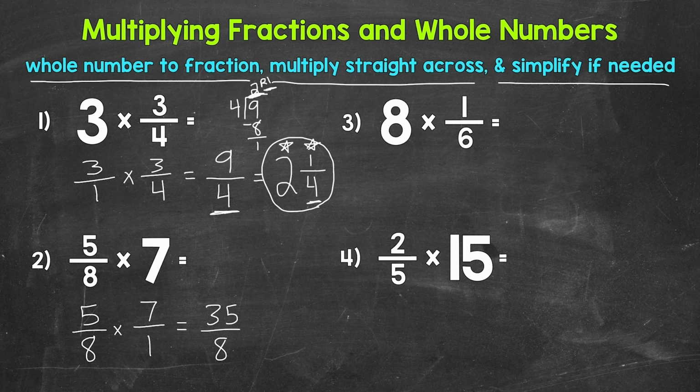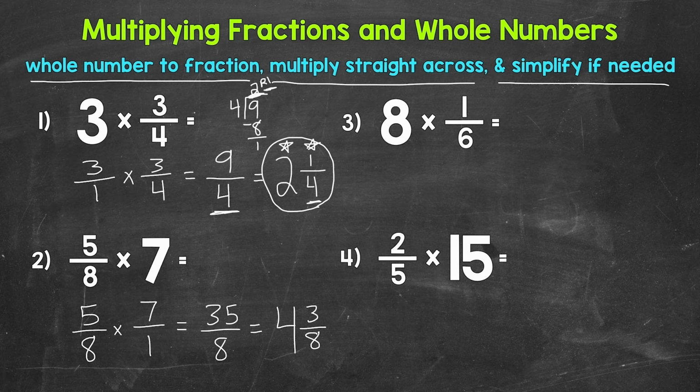Let's convert this to a mixed number. So we need to do 35 divided by 8. How many groups of 8 in 35? Well, 4. That gets us to 32. So we have a remainder of 3, and then we keep that denominator of 8 the same. So we end up with 4 and 3/8.